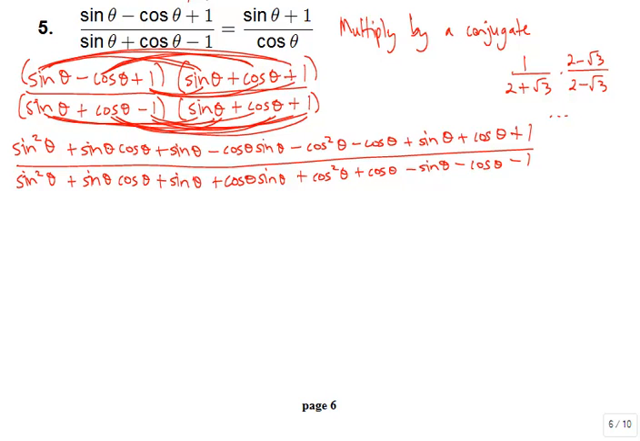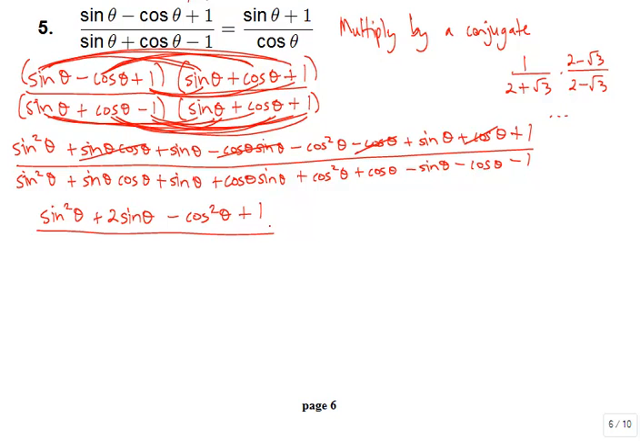Sine theta cosine theta is the same as cosine theta sine theta, and these are opposite signs, so they will cancel out. My sines are the same sign, but my cosines are opposites, so those are going to cancel out. And so it looks like what we're left with here is a sine squared theta on top. We have a sine plus a sine, so plus 2 sine theta. And then we have a minus cosine squared theta, and we have a plus 1.